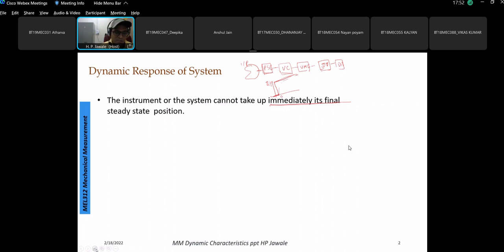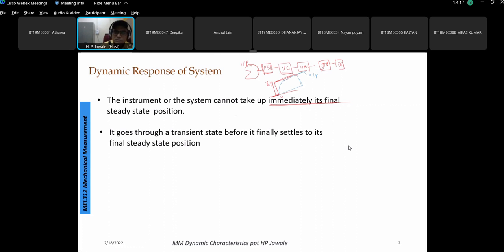If I show that with some different color here, say the input is given and this is the output shown. It will take some time. Now this is your output. This is the response that is because of the system itself, the characteristics of the components, maybe physical components, maybe functional components in it, and it is going to take some time to show the final value, right? So this is the stage in which it has the transient state before it finally settles to its steady position.